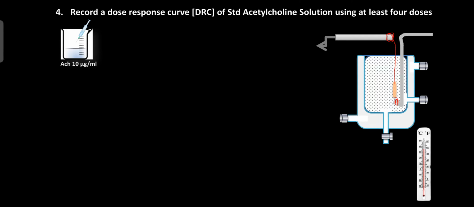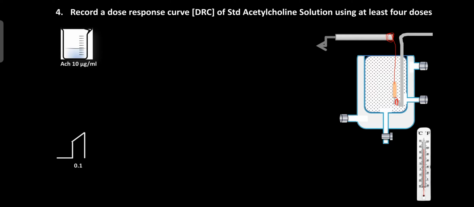Record a dose response curve, or DRC, of standard acetylcholine solution using at least 4 doses. First, record the baseline for 30 seconds. After that, add 0.1 ml of acetylcholine solution and record responses due to the addition of 0.1 ml of acetylcholine solution for 30 seconds. Stop the drum, change the Tyrode solution at least 2 to 3 times.